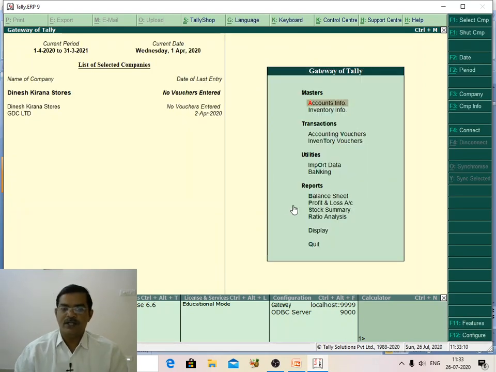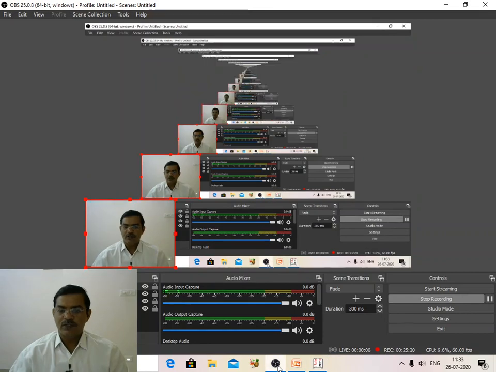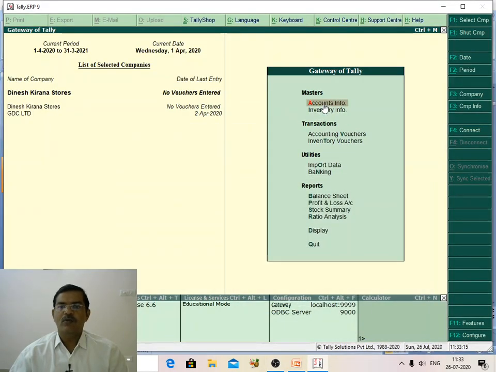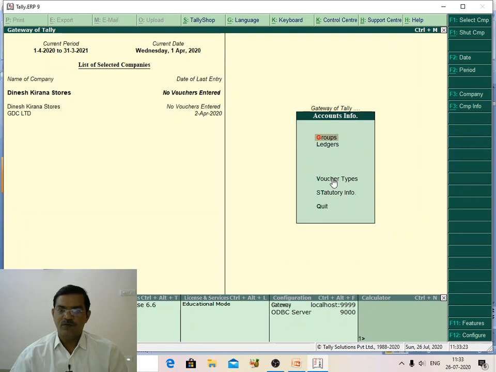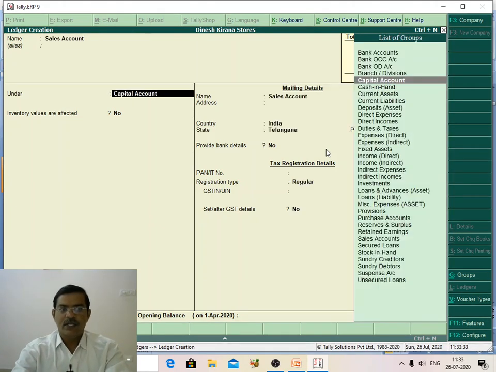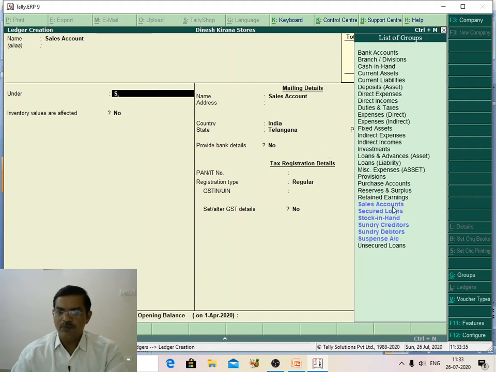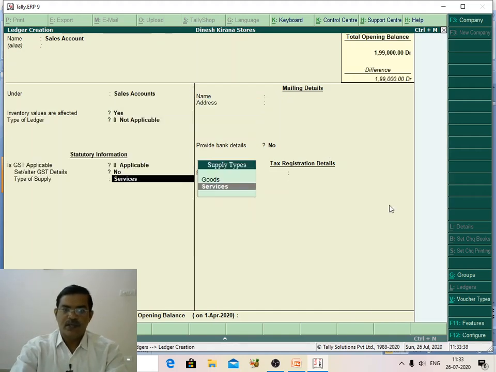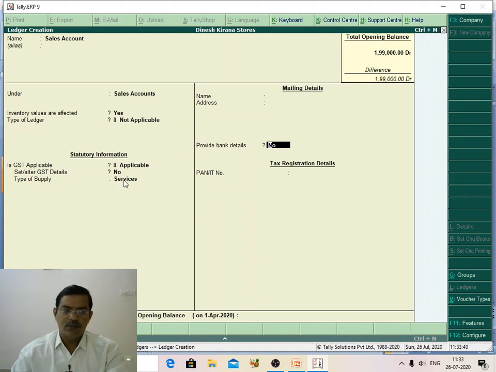How are we going to create ledger masters? First we have to create the accounting ledgers. Go to Gateway of Tally screen, Accounts Info, Ledgers, Create. Here I am going to create the sales ledger, sales account. It is under the sales accounts group only. Use Control A to accept the screen.